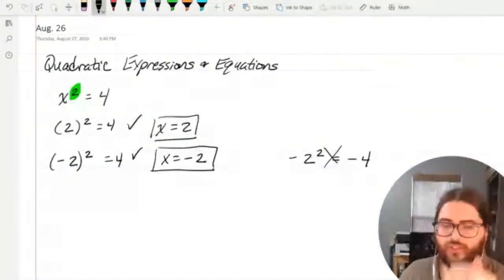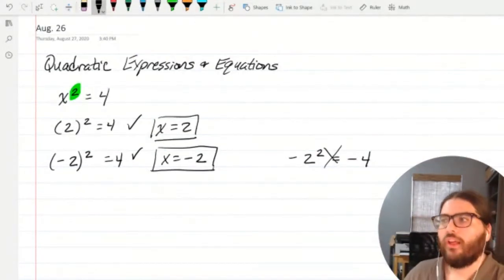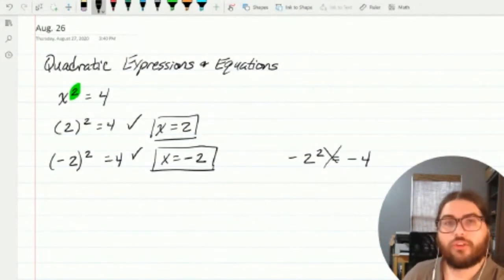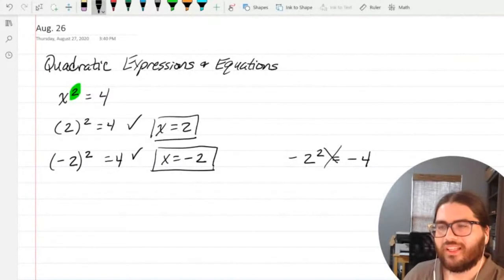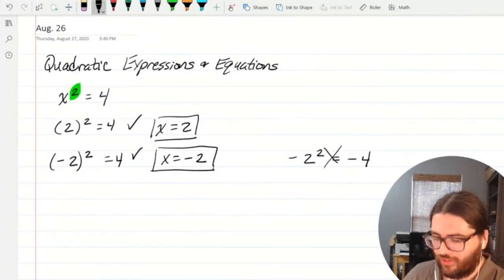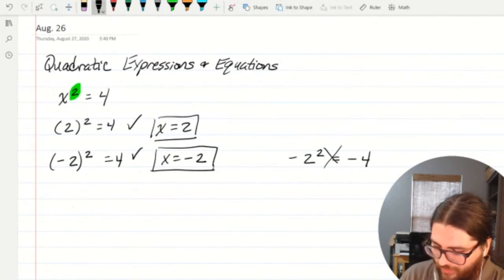We have multiple solutions in this case. In this case, there are 2 solutions. And we'll find that for quadratic expressions and quadratic equations, we should expect 2 solutions. Although those 2 solutions may end up being the exact same number at times. And we'll see some instances where that's the case.